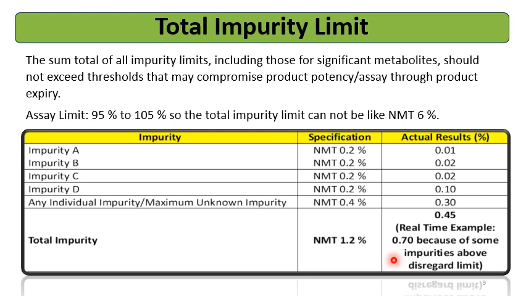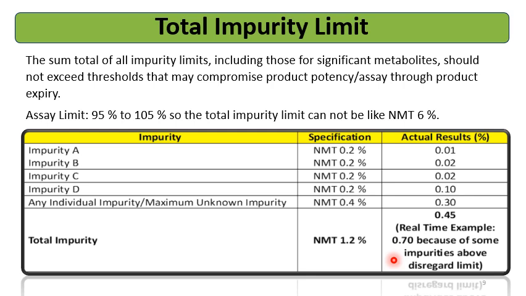Why? Because there are a number of impurities which are also getting generated, and these are below the disregard limit. So these are taken into consideration while calculating the total limit. And this is a very practical example given here, and there is very limited information for this understanding. That's why I made a video on this. So the real time example will give you the impurity percentage of 0.07%.